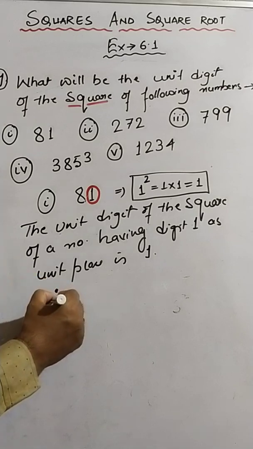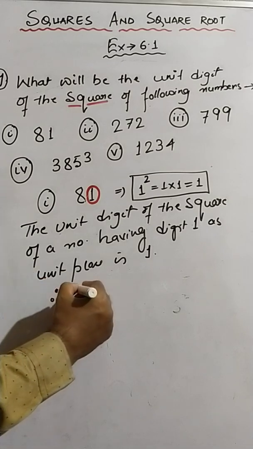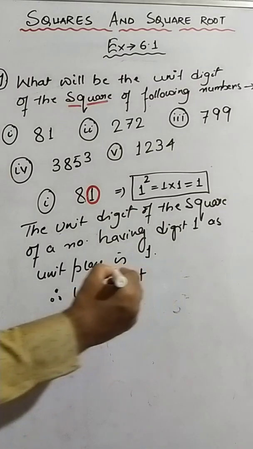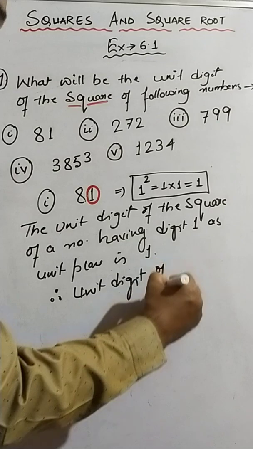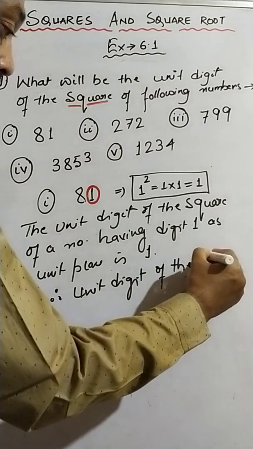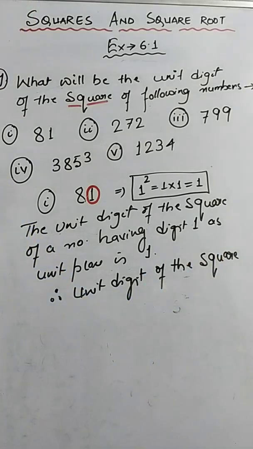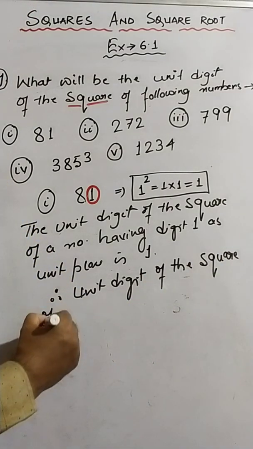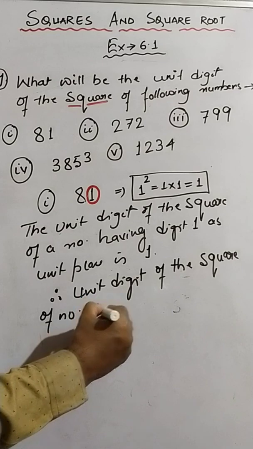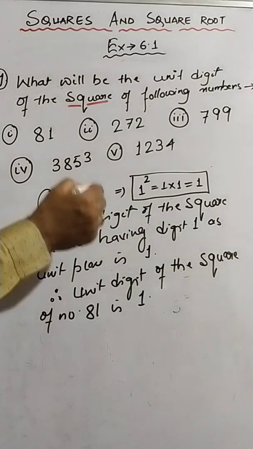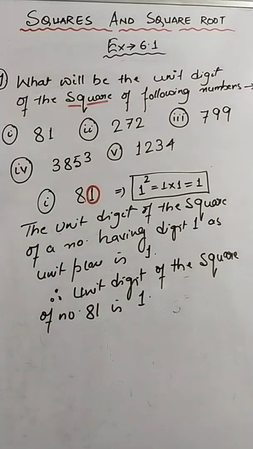So you will write, therefore, the unit digit of the square of number 81 is 1. This is the language that you have to write, and how to get it? We have to only concentrate on the unit digit. Fine. So now let's move on to sum number B.